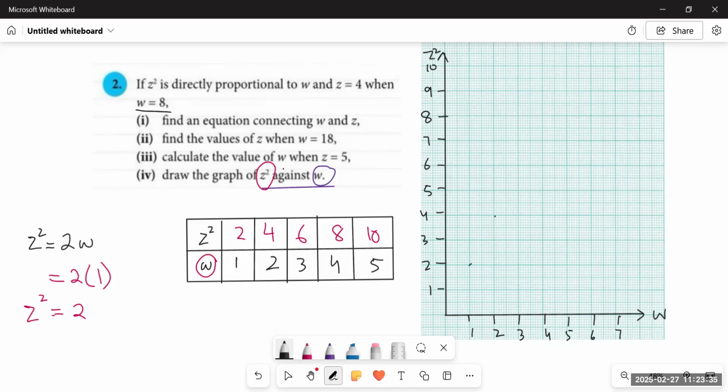Then 3:6, and 4:8, 5:10. And when we draw this line, it would be a straight line.